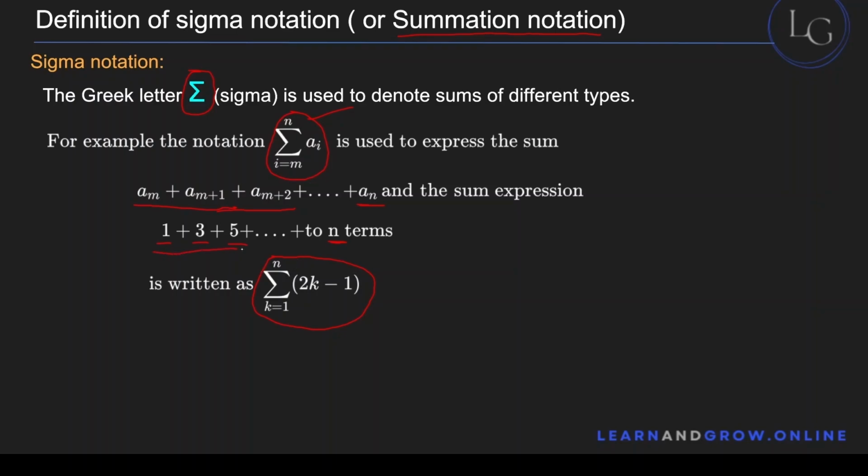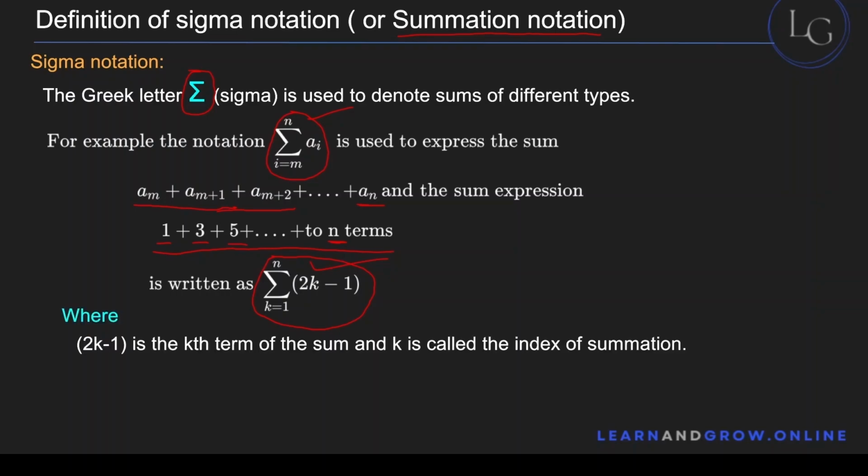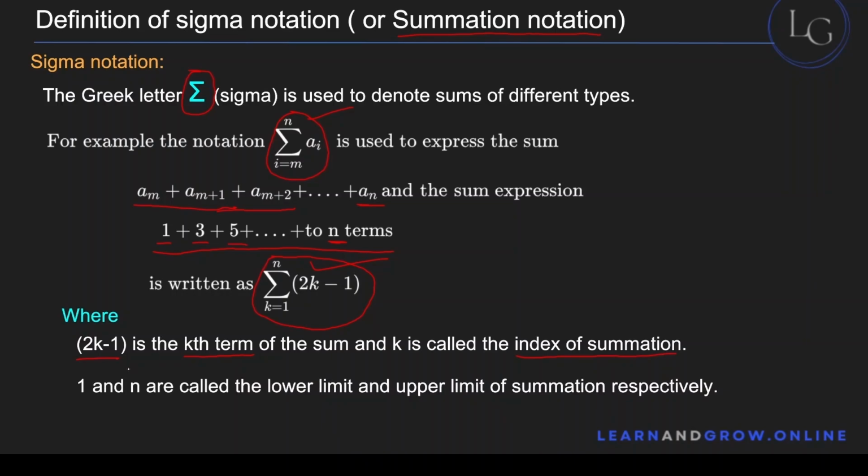If we take this example here, that can be written down like this. And basically, 2k minus 1 is the kth term of the sum, and k is called the index of summation. And as you can see, k is equal to 1 and n over here. So 1 and n are called the lower limit and upper limit of the summation.